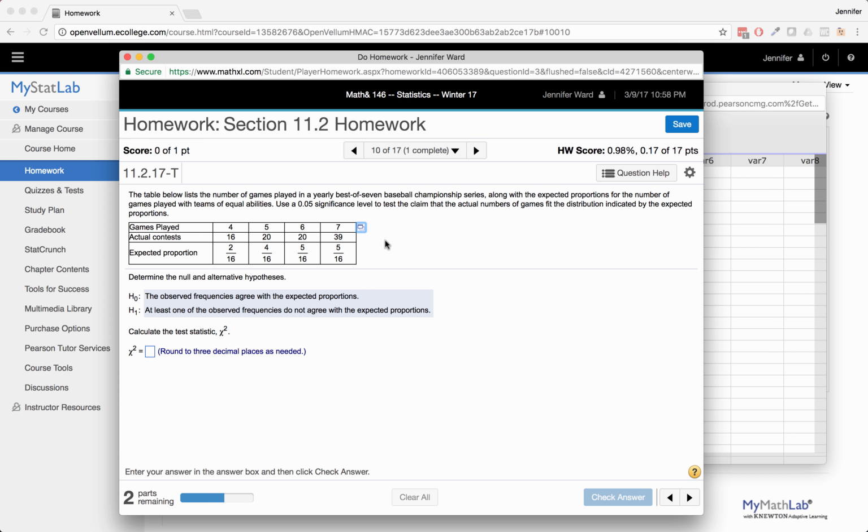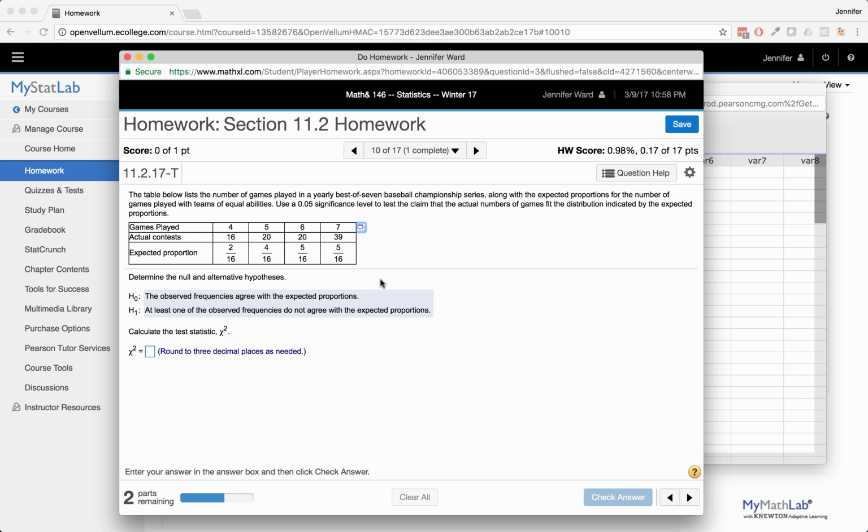So you could look at this and say, it looks like there's a lot of 7-game series matches that happen more often than 5 or 6, and 5 or 6 happened equally as often. But the theoretical probability is that there's a very low chance of 4 games, a little bit higher chance of 5, but then 6 and 7 are equal and just a little bit more likely to happen than 5 games. So we're going to see if what actually happened, that's the middle row, agrees with what we expect to happen.